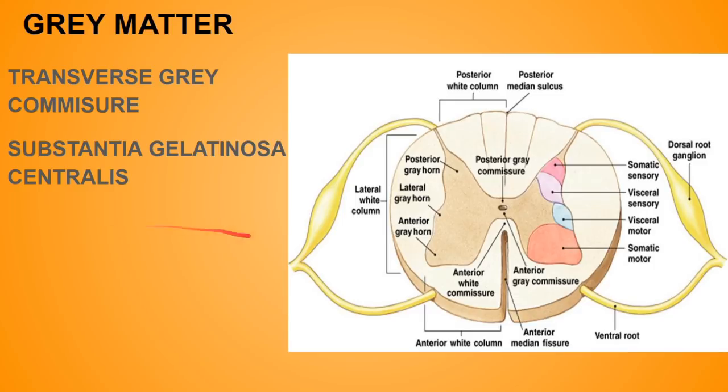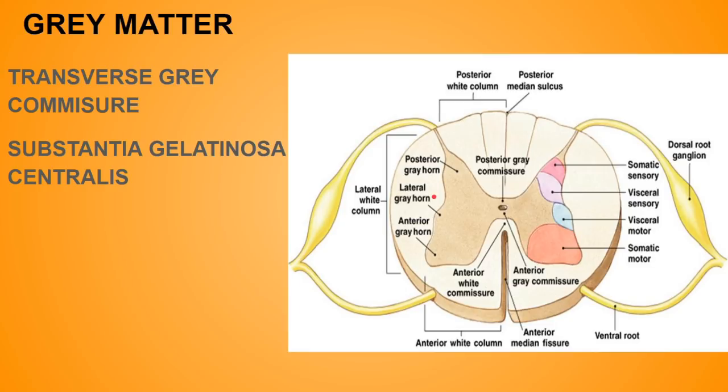Now the lateral comma-shaped masses of the grey matter are further divided by the transverse grey commissure into two main horns, that is the anterior horn and the posterior horn. Because of this transverse grey commissure, this whole grey mass is divided into the anterior and the posterior horns. The posterior horn is narrow and elongated, as you can see, but the anterior horn is broader.